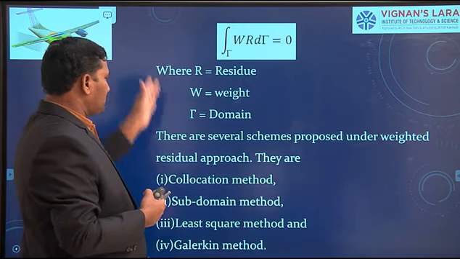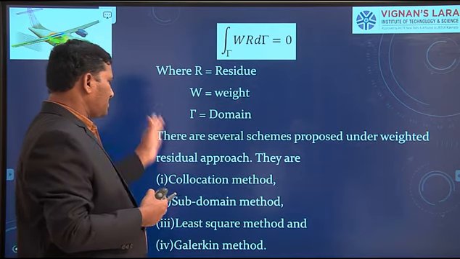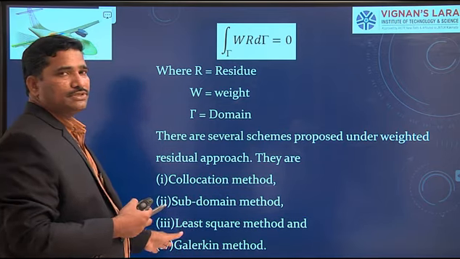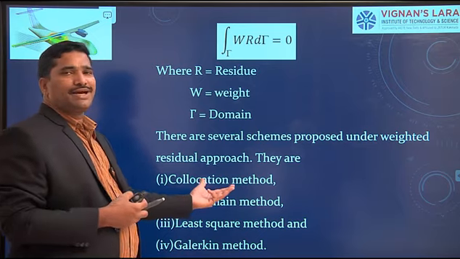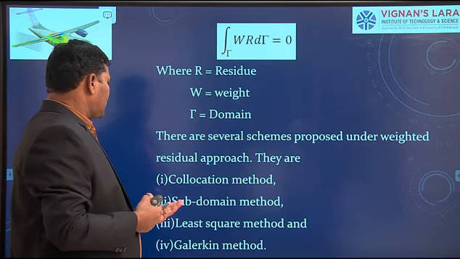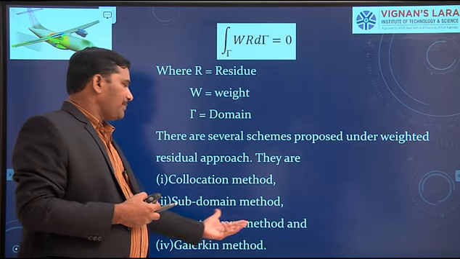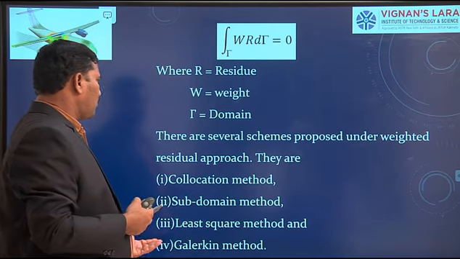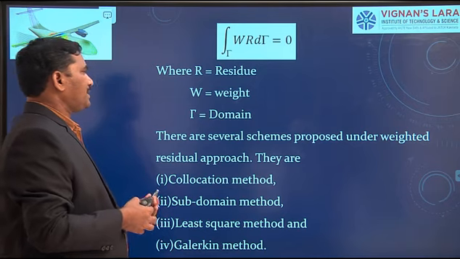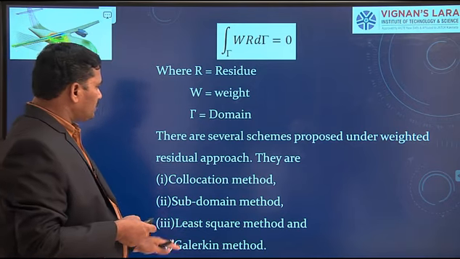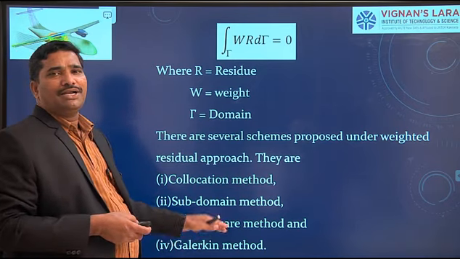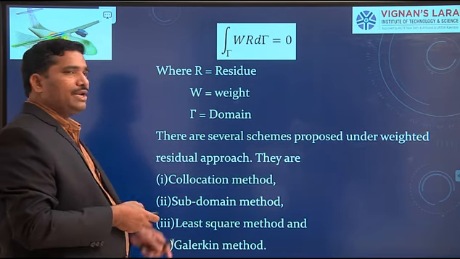And again, these weighted residual methods are classified into 4 types. The first one is collocation method, second one is subdomain method, third one is method of least squares, and fourth one is Galerkin method. You can use any one of these schemes under the weighted residual approach.